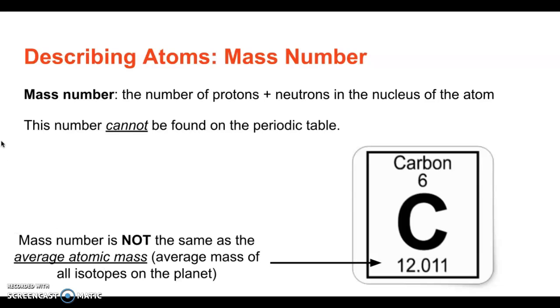We talked about your average atomic mass, but we're also going to talk about a mass number. Mass number is a number that cannot be found on the periodic table. Mass number is the mass of an atom, and we said that mass is mainly made up of protons and neutrons. So it only makes sense that a mass number is protons plus neutrons. Mass number is not the same as the average atomic mass, which is on the periodic table. The average atomic mass is the average mass of all isotopes on the planet, and we're going to talk more about isotopes tomorrow.